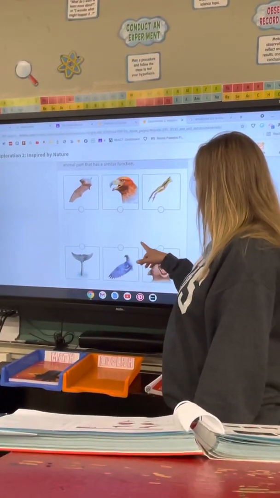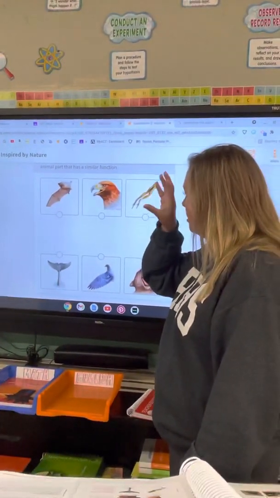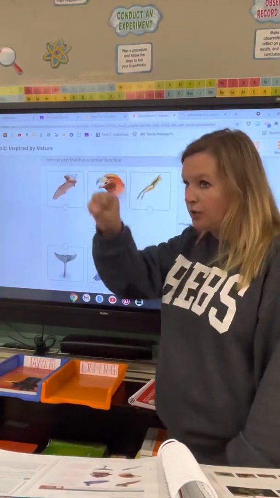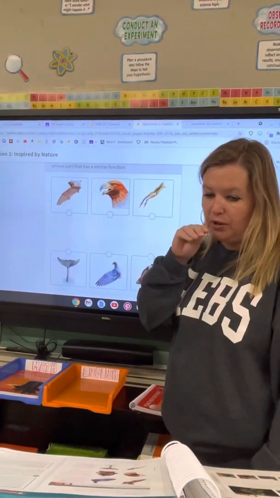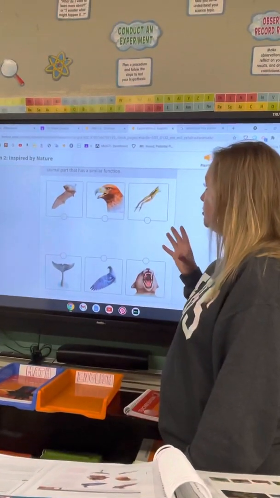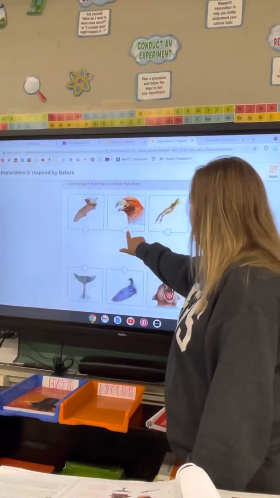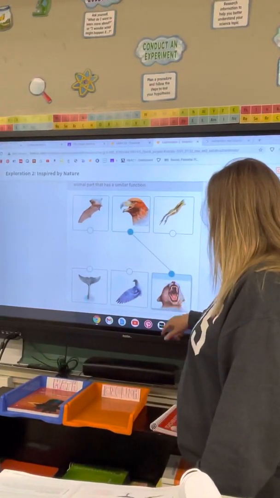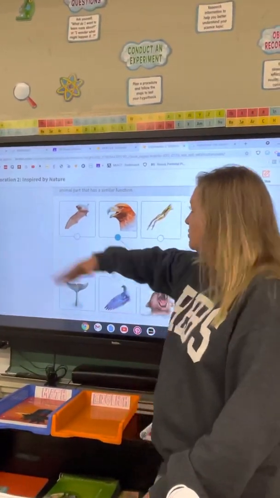Does it go up and down? Okay, we're talking about the mouth. It's used to capture food. So which one do you think it would go to? It's used to rip apart its food. Oh, the jaguar. That's a jaguar? Yeah, or I see cougar now. I was confused.